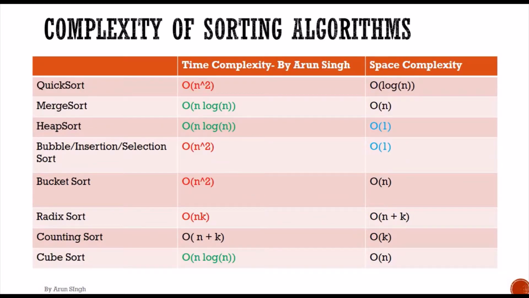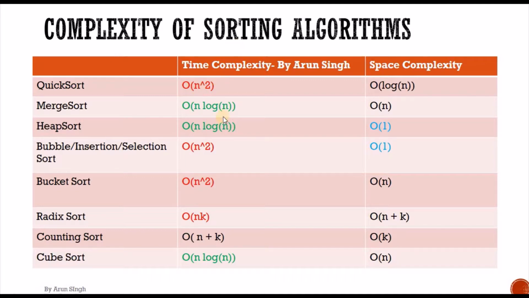Complexity of sorting algorithms. Let's talk about time complexity. If you talk about space complexity, there are also different values. Let's talk first about quick sort. Time complexity is O(n²), that is n cross n. Space complexity is O(log n). Why is space complexity log n? Because you are discarding half of the elements in one way.